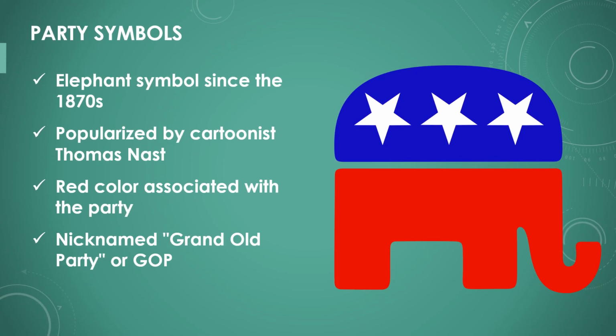The elephant has been the symbol of the Republican Party since the 1870s. This symbol was popularized by cartoonist Thomas Nast in Harper's Weekly magazine. The color red has become associated with the Republican Party in recent decades, particularly in electoral maps. The term Grand Old Party or GOP is a nickname for the Republican Party. These symbols help create a visual and verbal identity for the party.